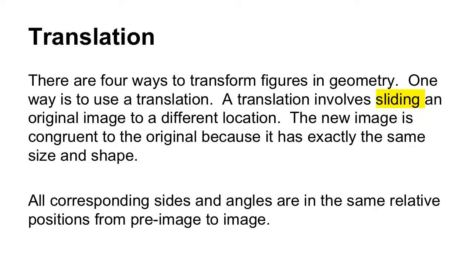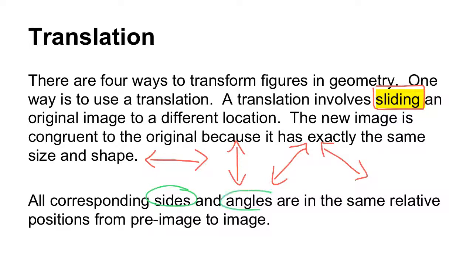A translation involves sliding. When you were a little person, it might have been called a slide. You're going to slide the original, or the pre-image, to a different location. The new image is congruent to the original because it is the exact size and shape. So you can move it, slide it, transform it horizontally, vertically, diagonally. All the corresponding sides and angles are in the same relative position from pre-image to image.